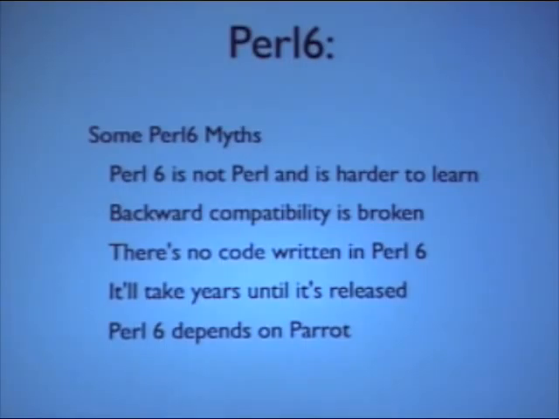Okay, Perl 6 is basically the new version of Perl. Perl 5 is 14 years old, Perl itself 21 years old. Perl 6 was started 8 years ago, almost 9 now. So of course there's naturally the myth that it's never going to happen because it's been 8 years and where is it? So we'll look at that.